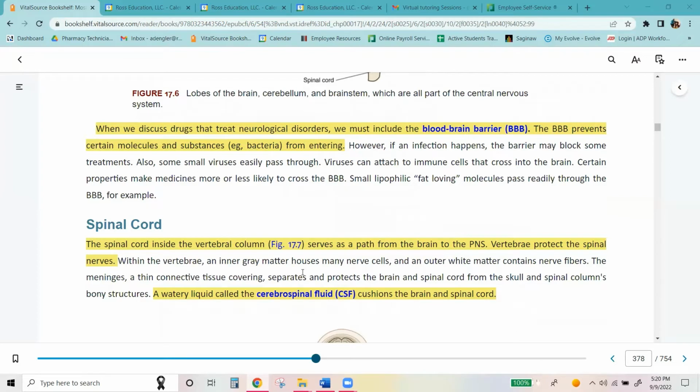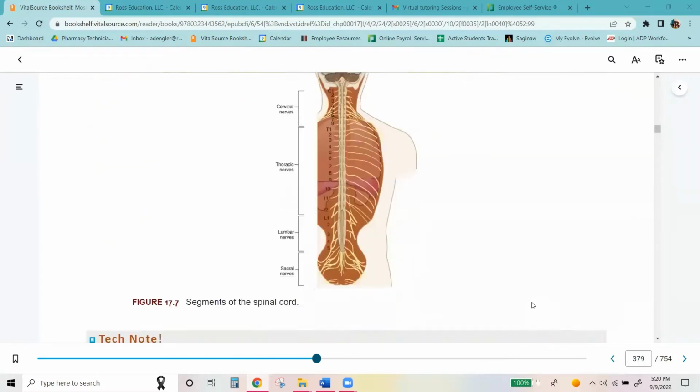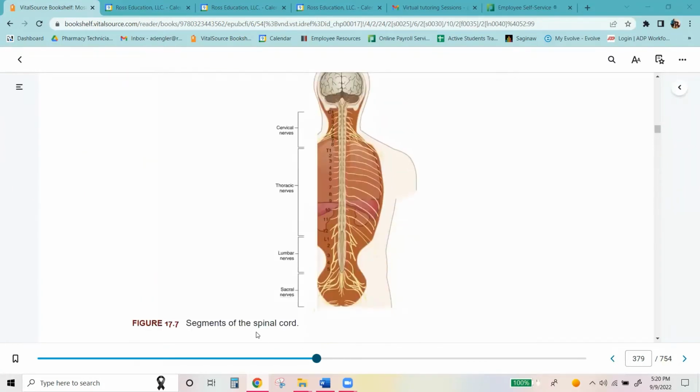A watery liquid called the cerebrospinal fluid, which we abbreviate as CSF, cushions the brain and spinal cord. So here is a picture depicting segments of the spinal cord.